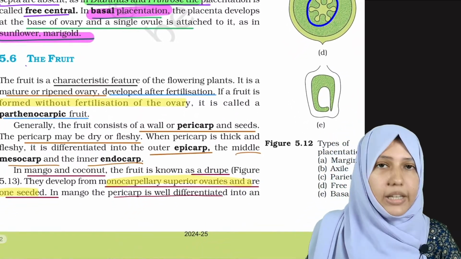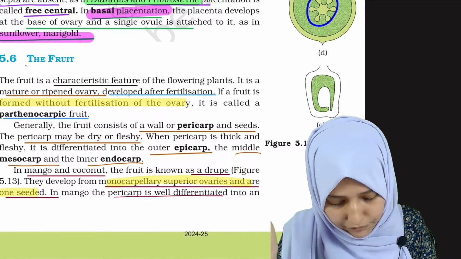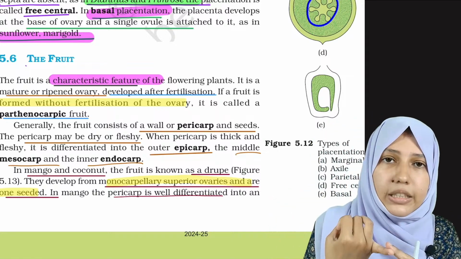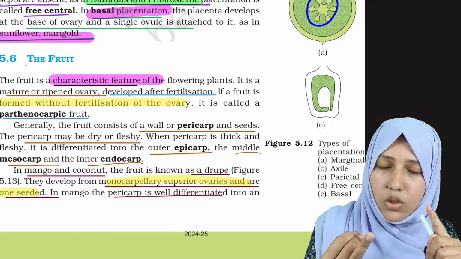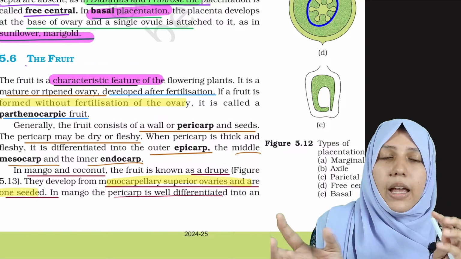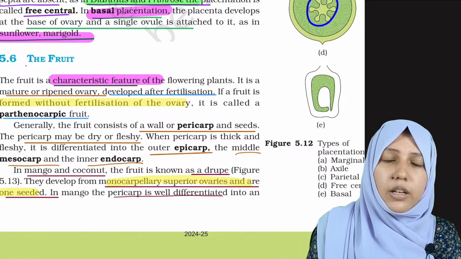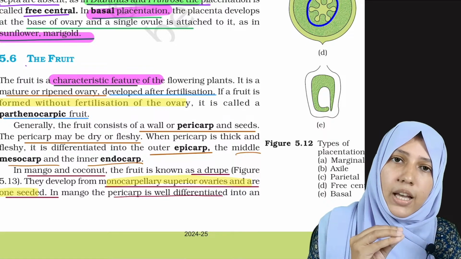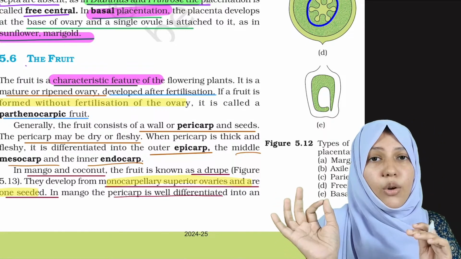Now going into the next part. The next part is fruit. Okay, fruit is the characteristic feature of flowering plants. As we studied in the classification, there are gymnosperms and angiosperms. The gymnosperms were not flowering plants and angiosperms were flowering plants, and the characteristic feature of flowering plants is fruit.